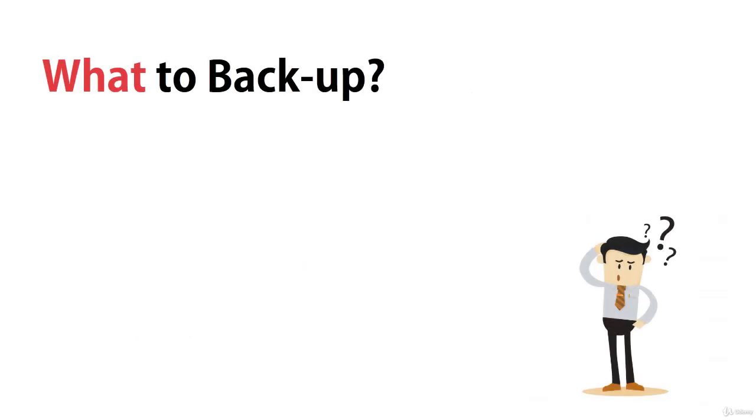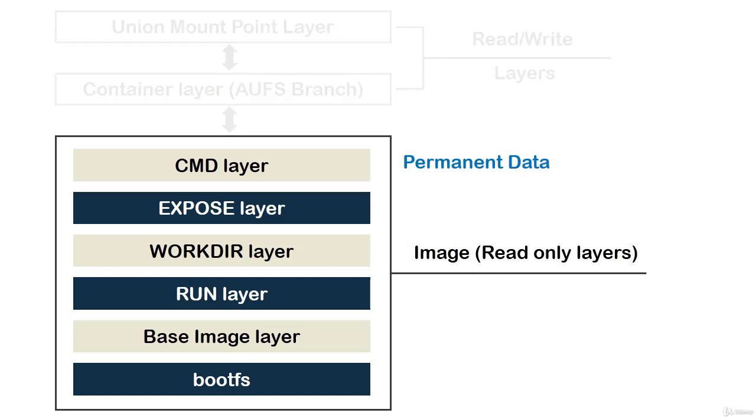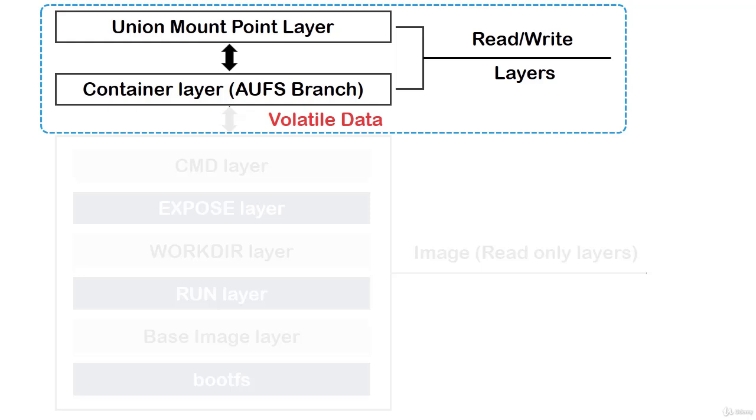And a quick question that would come up in your mind would be, what or which data should be backed up? To answer that, we need to look back at the layered structure of Docker image and container data. If you remember, we have two types of layers: read-only layers, which hold permanent data and is never modified due to copy-on-write policy, and read-write layers, which hold temporary or volatile data. If a container stops or dies, the volatile data vanishes. So now we have our answer. We need to back up the important data from the volatile read-write layer of the container.